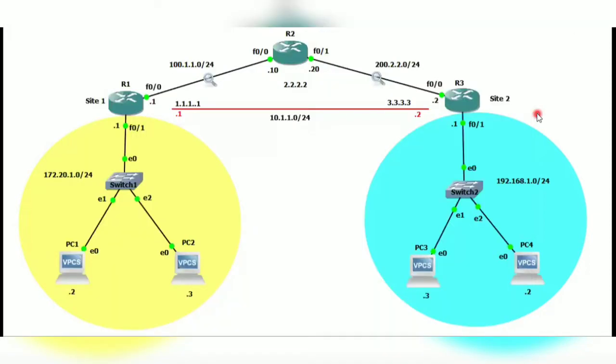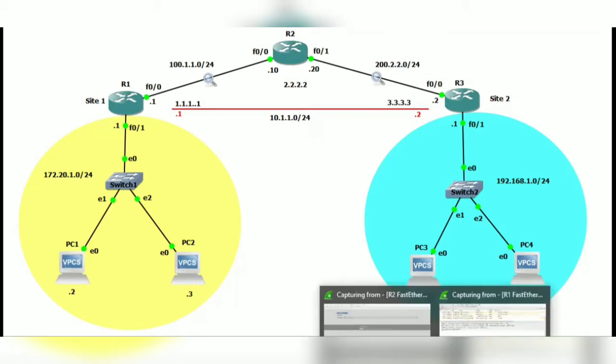So far we have created VPN channels here. From R1, the tunnel source is 1.1.1.1 and the tunnel destination is 3.3.3.3. From the perspective of R3, the tunnel source is 3.3.3.3 and the tunnel destination is 1.1.1.1. And here is our tunnel network 10.1.1.0/24. So the VPN channel has been created, and it is functioning now because we have already checked.